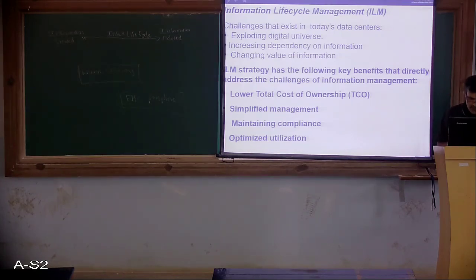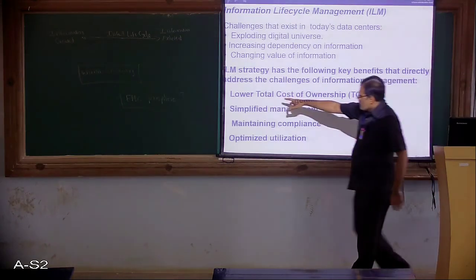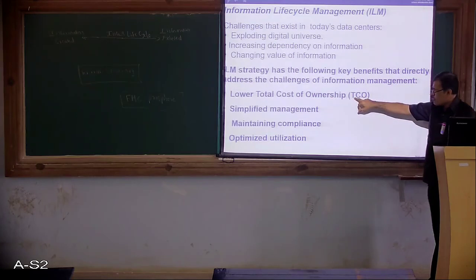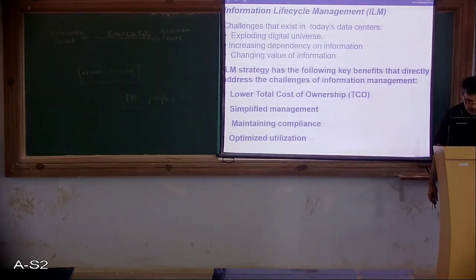Implementing the information lifecycle management strategy has the following key benefits that directly address the challenges of information management. First, lower total cost of ownership, which is known as TCO. Lower total cost of ownership means aligning the infrastructure and management cost with information value. As a result, resources are not wasted and complexity is not introduced by managing low value data at the expense of high value data.